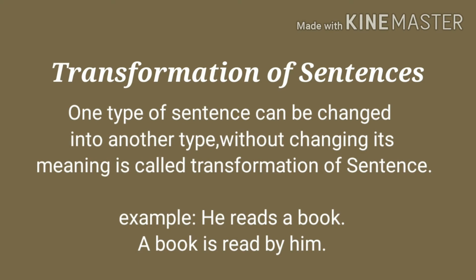Transformation of sentence. One type of sentence can be changed into another type of sentence without changing its meaning is called transformation of sentence. For example, he reads a book. A book is read by him. First sentence is in active voice and second sentence is in passive voice, but the meaning of both the sentences is same. That is called transformation of sentence. There are many ways to transform a sentence.